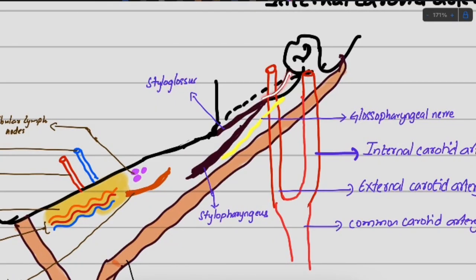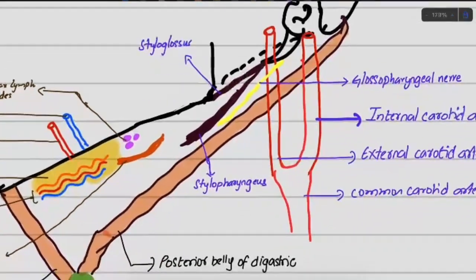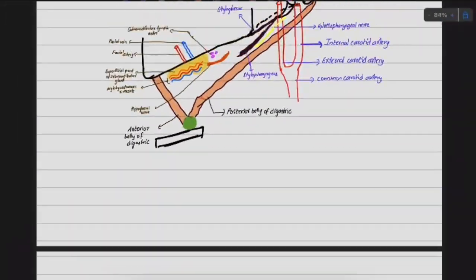So from the styloid process to the mandible, we have the styloglossus muscle, whereas from the styloid process to the pharynx, we have the stylopharyngeus. Simple, right? Along with that, we have internal carotid artery and glossopharyngeal nerve, and we also have the pharyngeal branch of vagus nerve, which is somewhat difficult to represent in this diagram. So this is all about the contents of the digastric triangle.